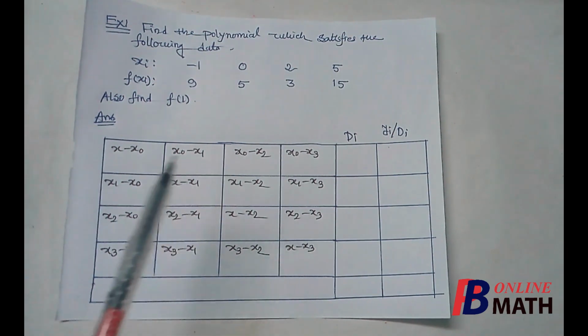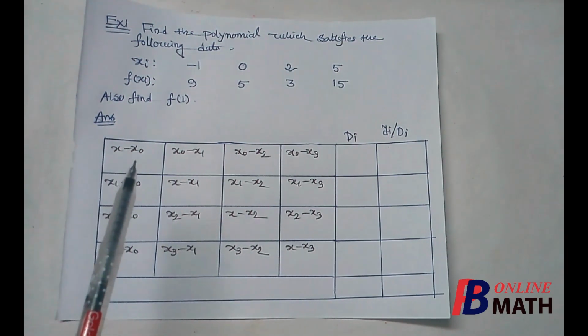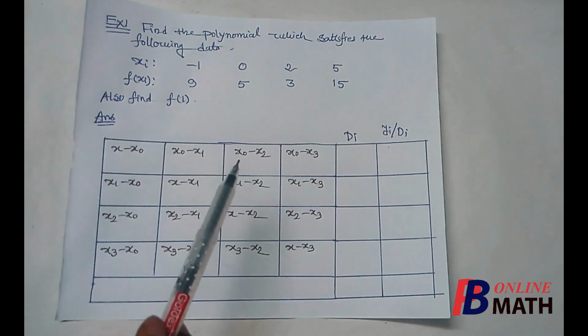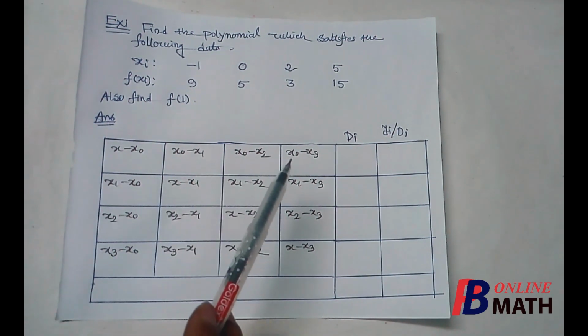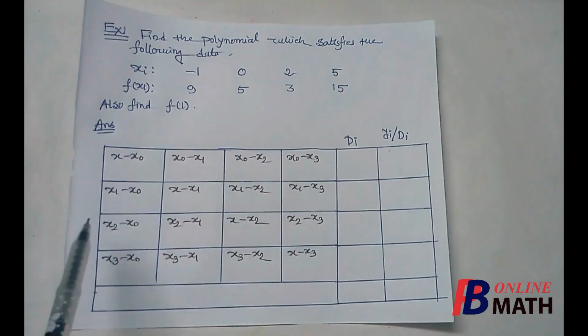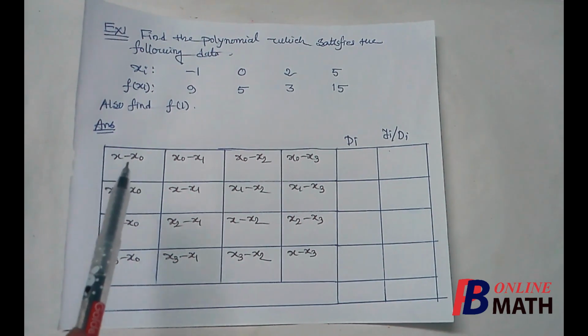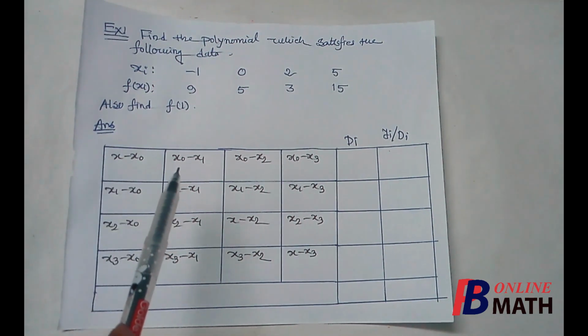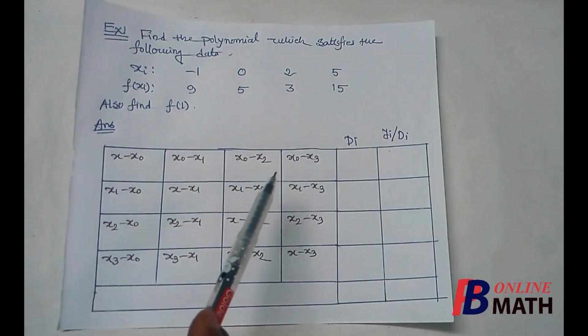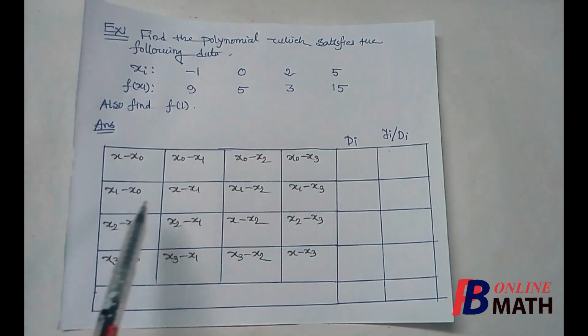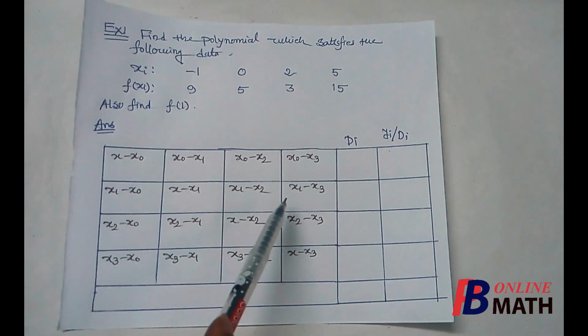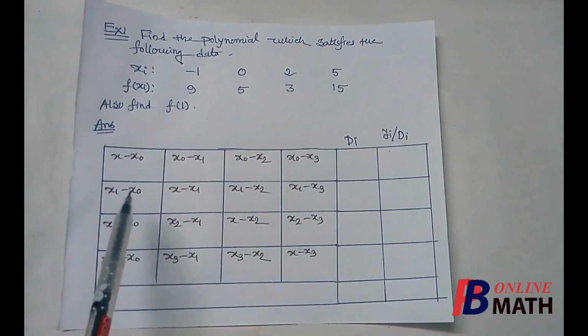In the first row, we have to write x minus x0, x0 minus x1, x0 minus x2 and x0 minus x3. Now due to symmetry, it should be x0 minus x0, but instead of that we write x minus x0, and the remaining terms are x0 minus x1, x0 minus x2 and x0 minus x3. Now similarly, if we write the second line, then it would be x1 minus x0.